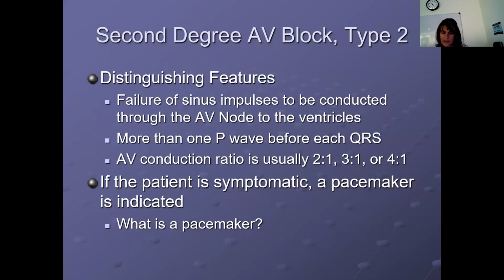So it looks like second degree type 1 was from the right coronary artery getting occluded, and second degree type 2 is from the left coronary artery getting occluded. Everything else, as far as causes, they kind of all are the same.